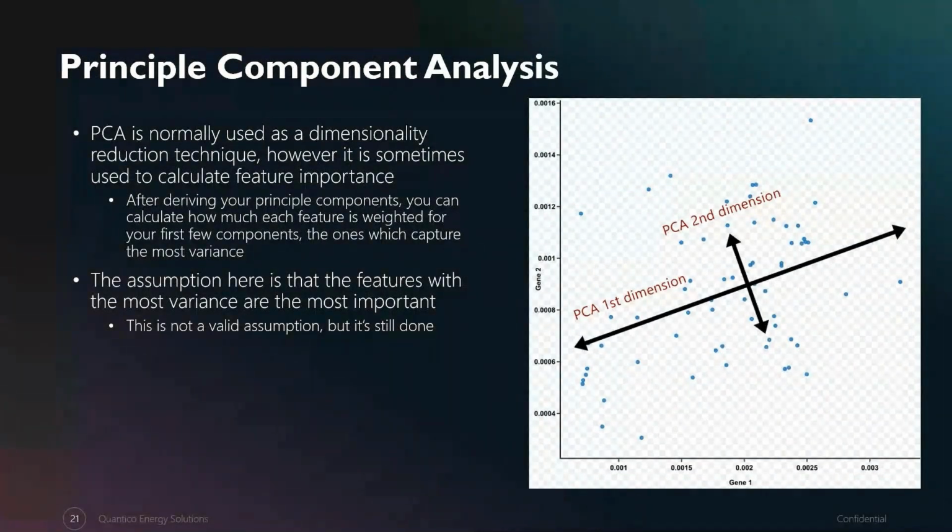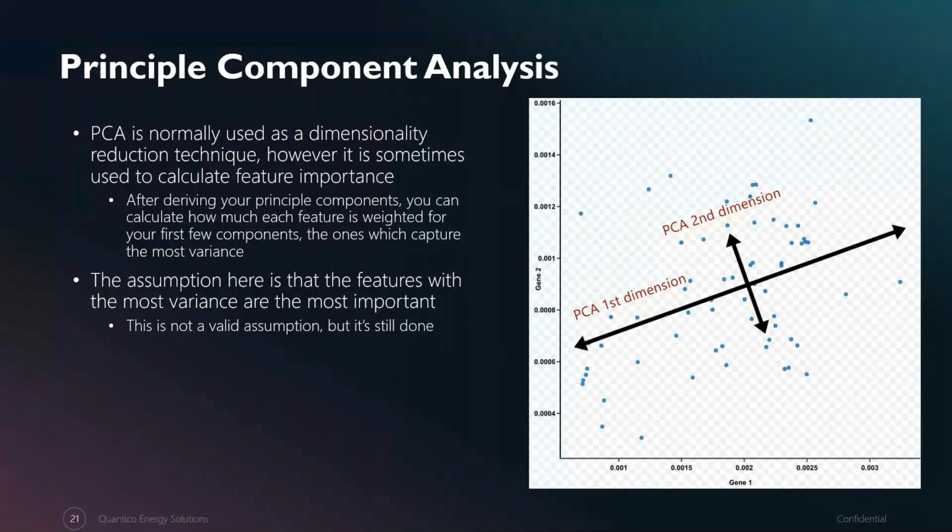Lastly, I just want to cover something really quick. This is called principal component analysis. It's normally used as a dimensionality reduction technique, but I have also seen in some cases that people will use it to calculate feature importance. So principal components analysis tries to remap your variables using some differential equations, calculating the null space and eigenvectors.